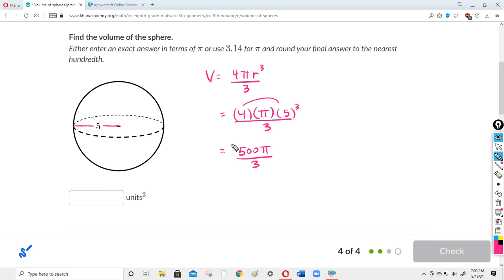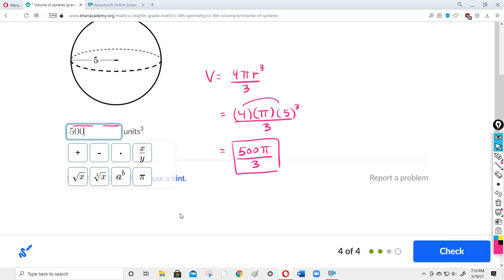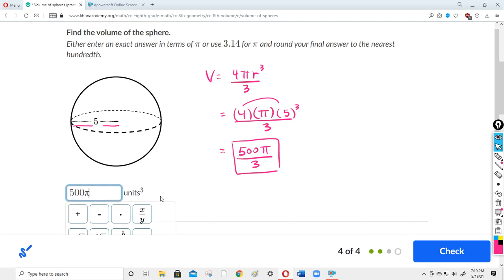Now, I know I can't reduce that. If a number is divisible by 3, you could add up the digits, and that would be divisible by 3. Okay, 5 plus 0 is 5, and I can't divide 5 by 3. So that's it, 500 pi over 3. 500 pi slash 3.